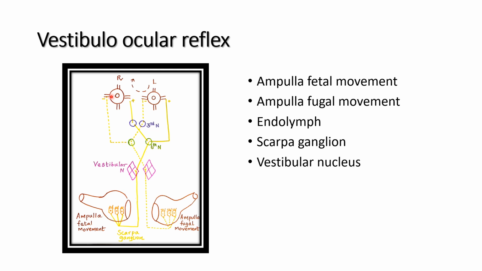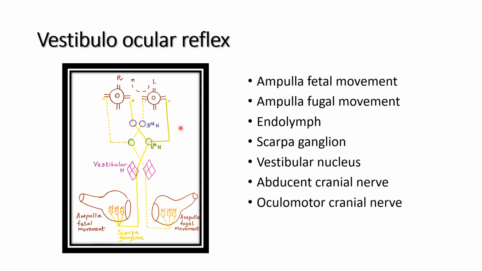It is carried by the vestibulocochlear nerve to the vestibular nucleus. The sixth cranial nerve nucleus is called the abducent cranial nerve nucleus. The sixth cranial nerve nucleus supplies the lateral rectus. The medial rectus is supplied by the oculomotor nerve, the third cranial nerve.